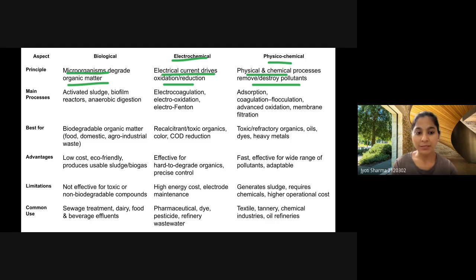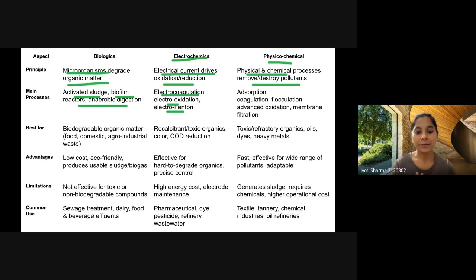These are some examples that I wanted to show you, and we already have discussed about it, right? So if it is biological, then activated sludge, biofilm reactor, anaerobic digestion, we already have talked about this. Then if it is electrochemical, then electrocoagulation, oxidation, phenols. So these are the examples of biological, electrochemical and physiochemical.